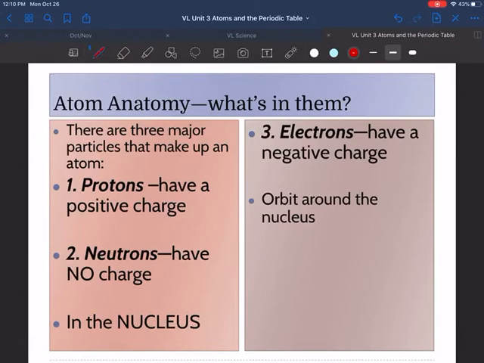So basically, what's in an atom? Well, all atoms are composed of three basic particles: protons, which have a positive charge, neutrons that have no charge whatsoever, and electrons, which are negative. The important thing here is to know where these particles are. Protons and neutrons are in the nucleus. So inside the nucleus, we have positive charges and we have particles that have no charge. We're going to talk about that in a minute. Why is it important to have particles in there with no charge? Then electrons are negative and they exist outside of the nucleus.